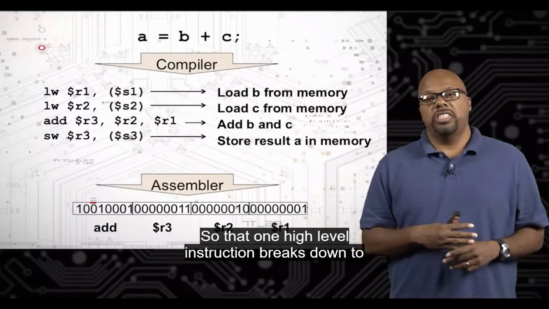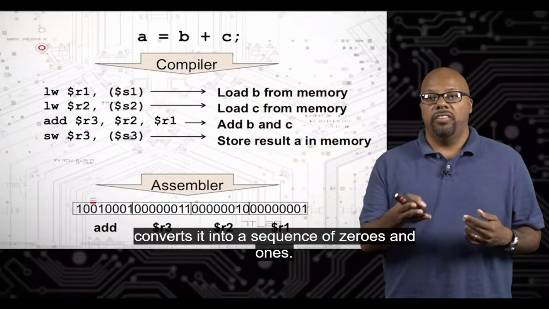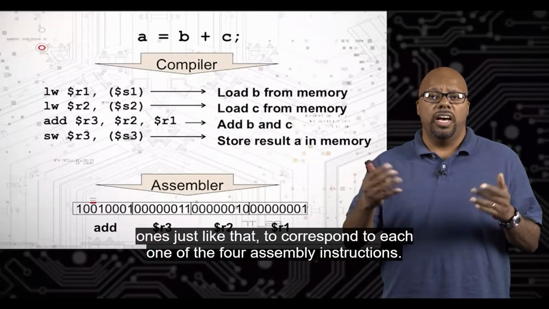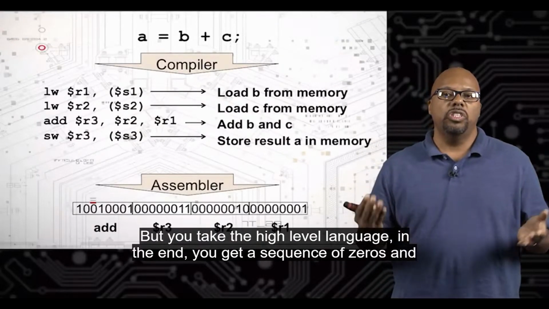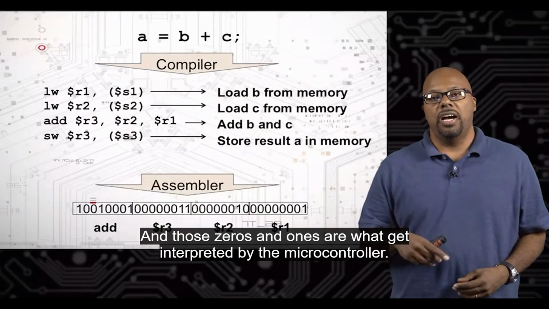So that one high-level instruction breaks down to 4 simpler assembly level instructions, and then the assembler takes each one of those 4 instructions and converts it into a sequence of zeros and ones. At the bottom you see actually 1 instruction, just the add instruction, but presumably you have 4 sequences of 0s and 1s, one to correspond to each of the 4 assembly instructions. So that's the process of compilation, a very simple version of it. You take a high-level language, and in the end you get a sequence of zeros and ones that represents the instructions that need to be performed, and those zeros and ones are what get interpreted by the microcontroller.